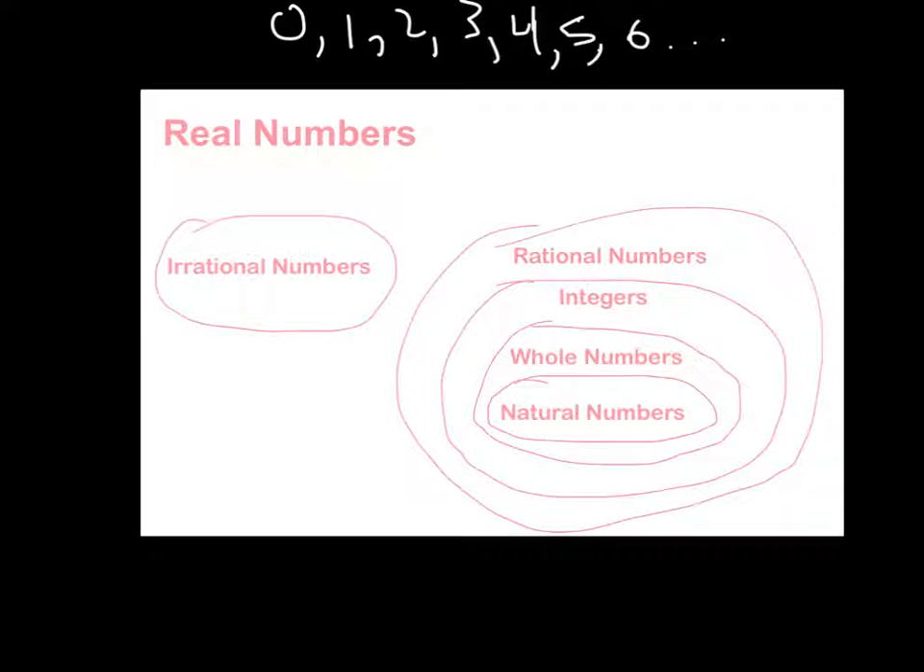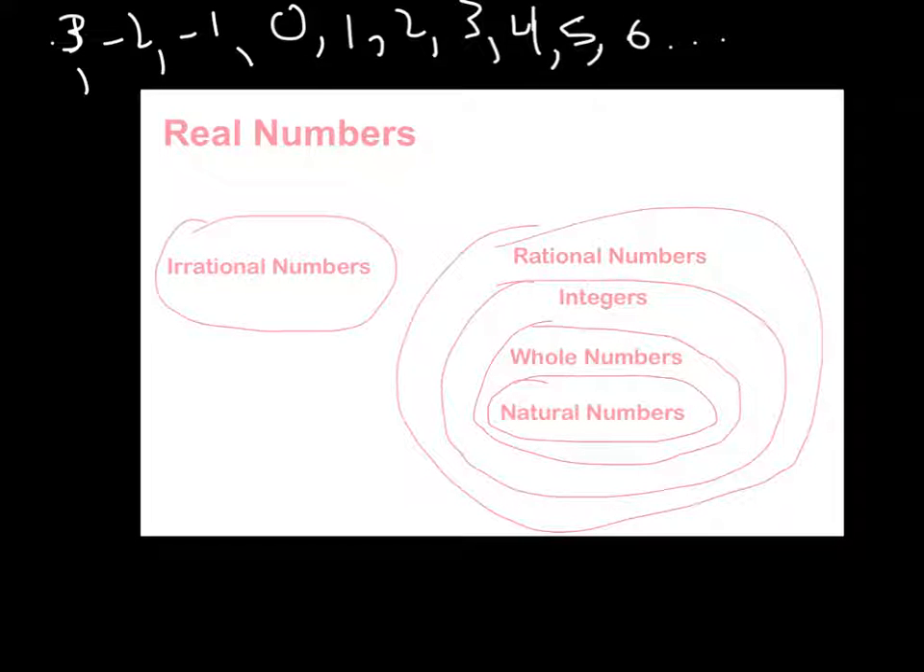Okay, then we're going to go to the next step up. The next step up is integers. Integers includes all the whole numbers, all the natural numbers, and the opposites of the natural numbers. The opposites would be the negative values. So it would be -1, -2, -3, and so on like that. So integers includes all whole numbers, all natural numbers.